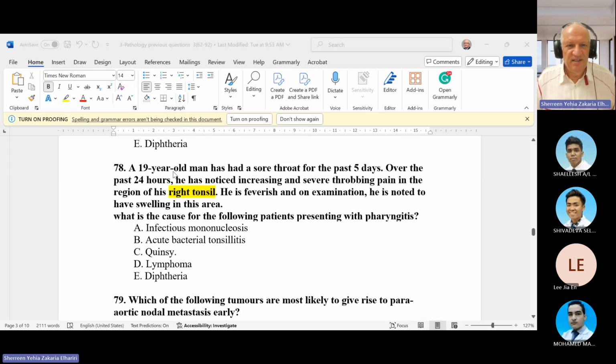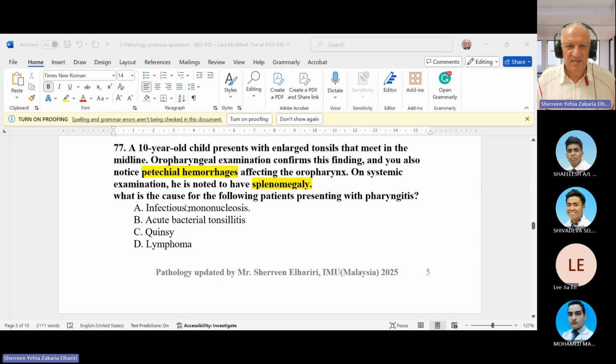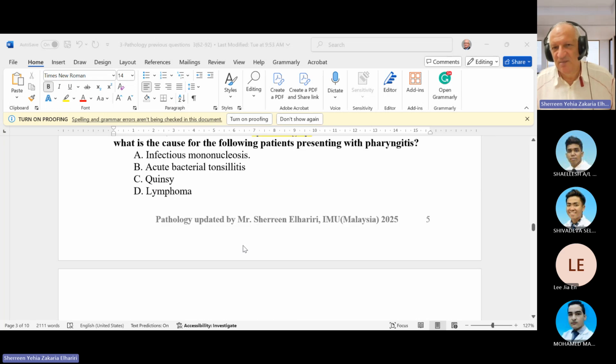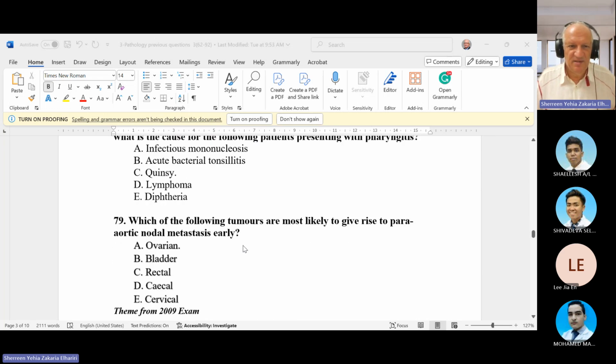Back again: a 19-year-old man with a sore throat for the past 5 days. Over the past 24 hours, he noticed increased and severe throbbing pain in the region of the right tonsil. So only one tonsil. Feverish. On examination, he has swelling in this area, so only one tonsil. So what is the cause of this patient's pharyngitis? The cause is quinsy. So again, quinsy is unilateral. Acute tonsillitis, or tonsillar infection, or bacterial tonsillitis is usually bilateral. So quinsy is just unilateral.